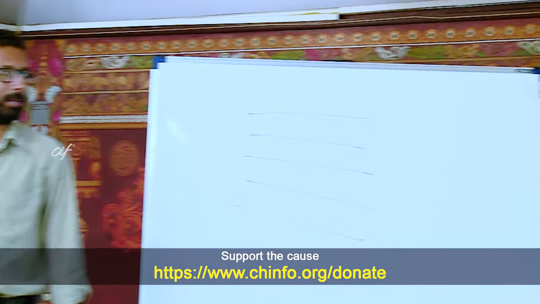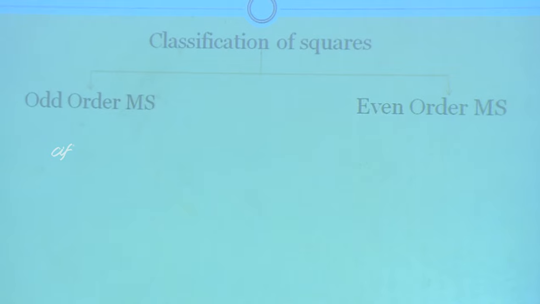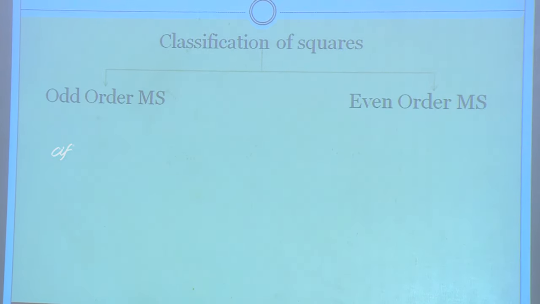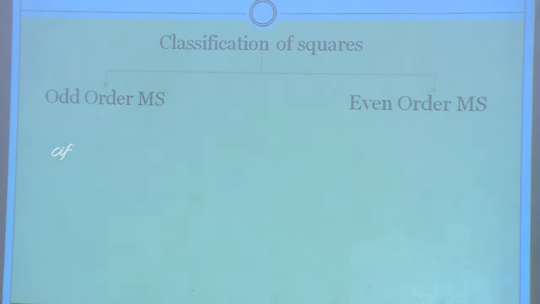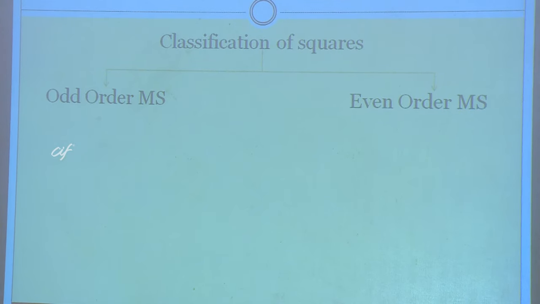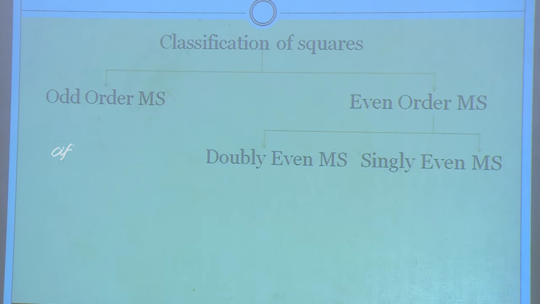So this is an 8x8, that's a 3x3, and on the top right is a 4x4 magic square. If we have to classify magic squares, we can broadly classify them into two parts. One is odd order magic square, meaning the number of rows and columns is odd. If the number of rows and columns is even, it is called even order magic square. And in even order magic squares, again we can classify them into two parts: singly even and doubly even.